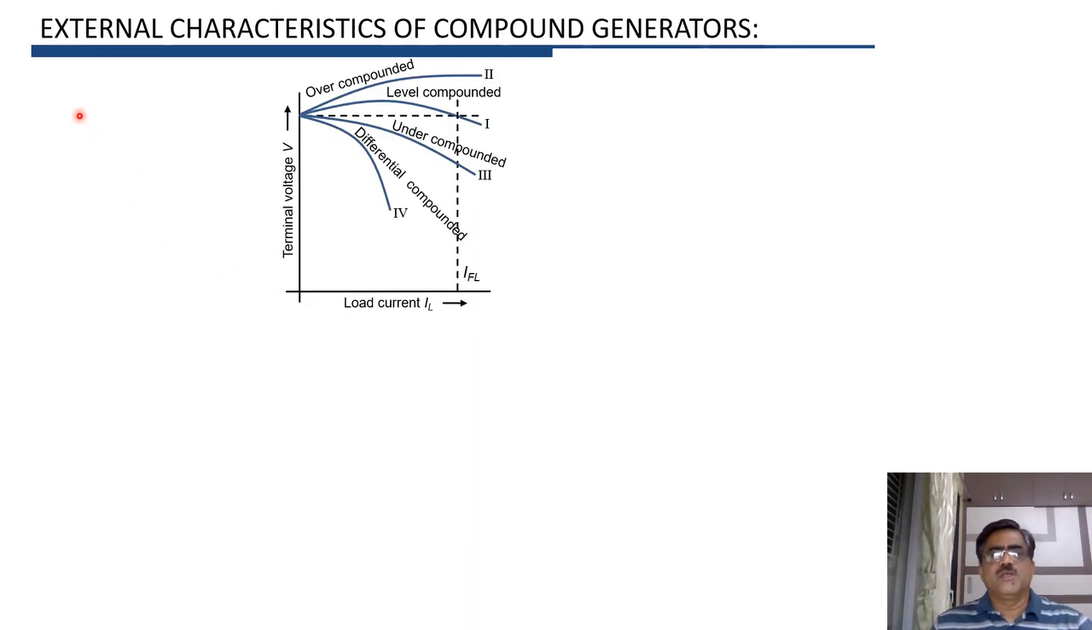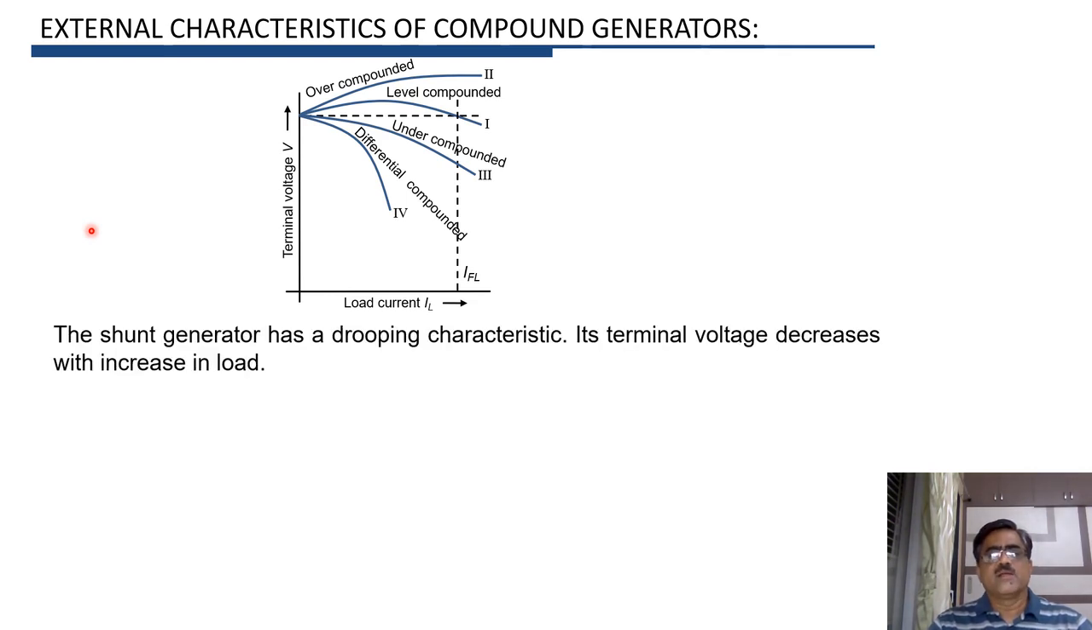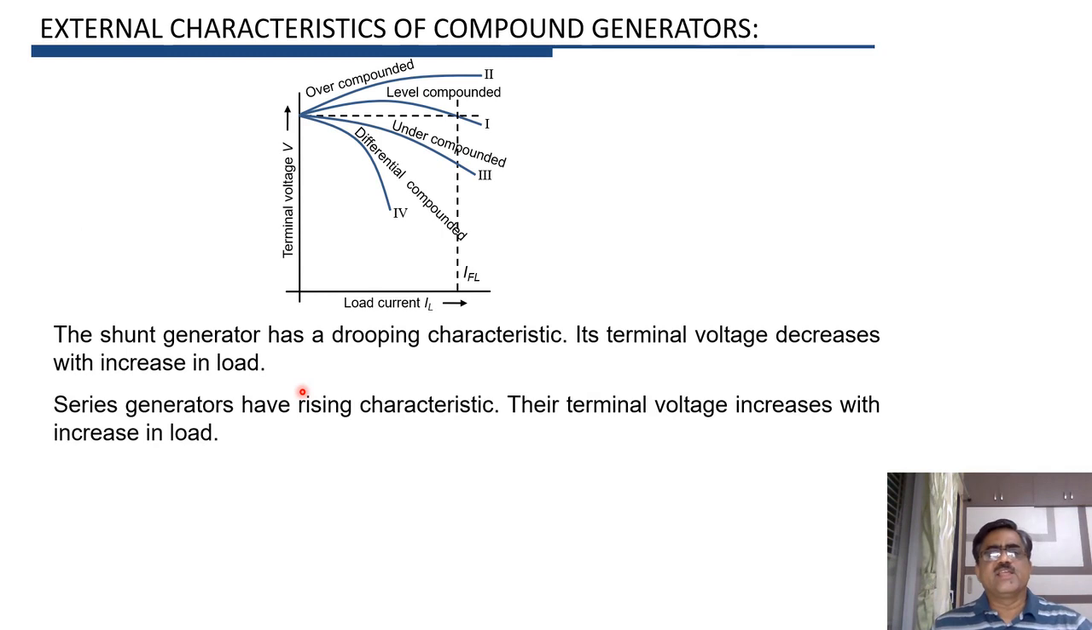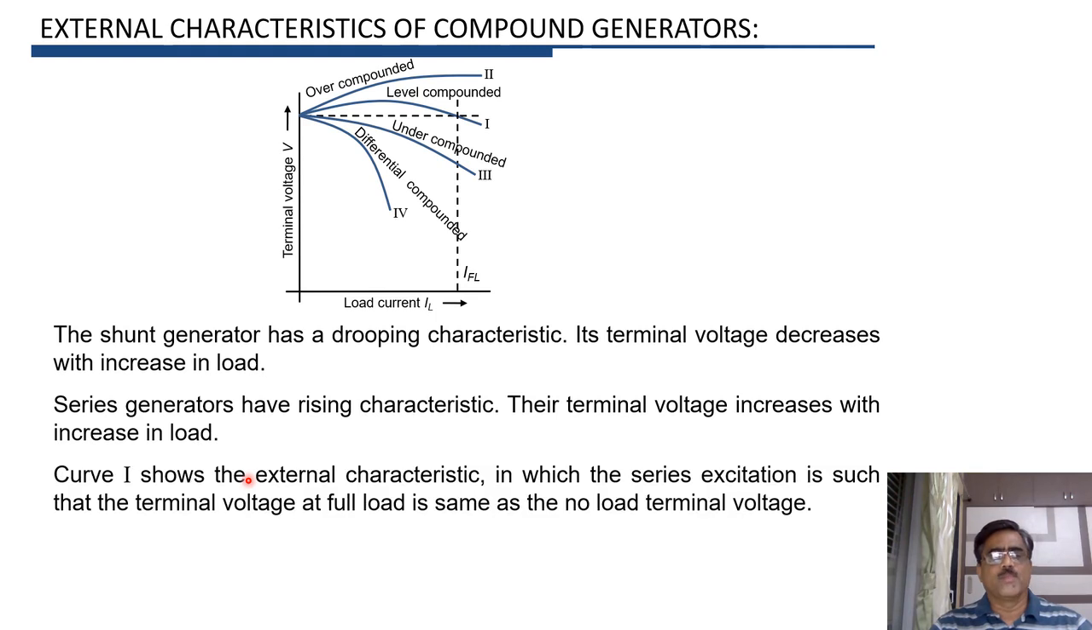Let us now see the external characteristic of compound generator. Now, compound generator is a combination of shunt and series. We have seen that shunt generator has drooping characteristic, means its terminal voltage decreases with increase in load, whereas series generator has rising characteristic, means its terminal voltage increases with increase in load.